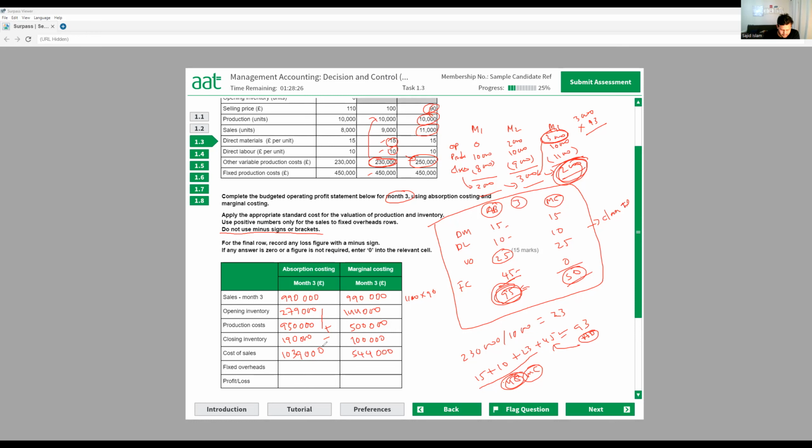Now for the absorption, I'm not going to use the fixed cost because I already included it. If you remember, 45 is already included as the fixed cost. But on the marginal, I never used the fixed cost, so the whole fixed cost, 450,000, I'm going to take away. So the profit will be here for me: cost of sales minus from the sales. Under the absorption costing, the profit will be 49,000.